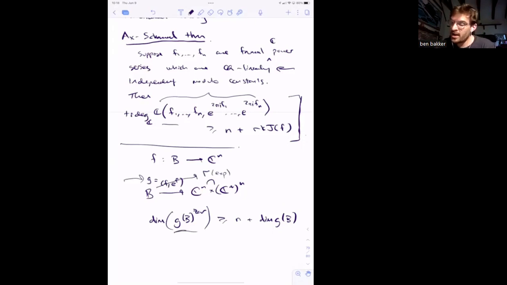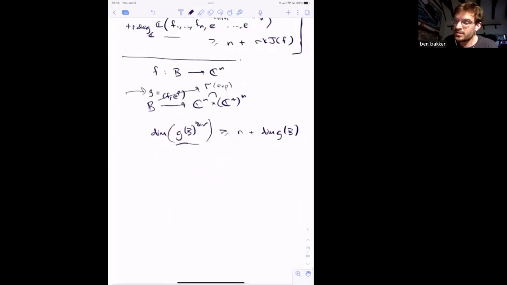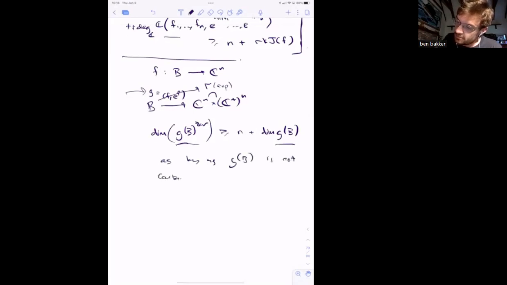And we're comparing how big the Zariski closure is compared to the actual dimension. And we're saying that the Zariski closure must be at least n dimensions bigger, as long as this G of B is not contained in a coset of a subtorus.